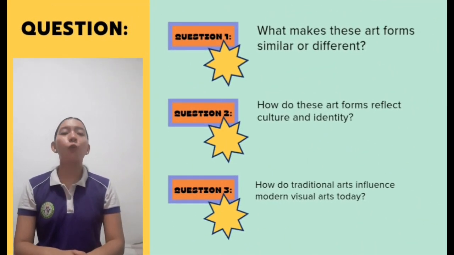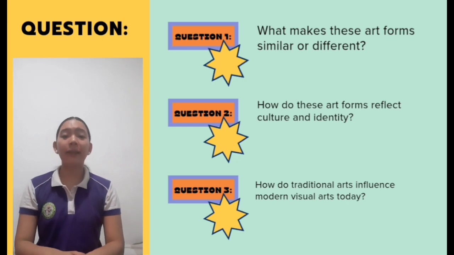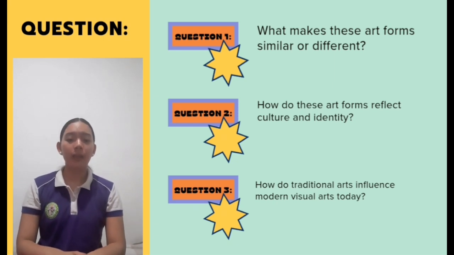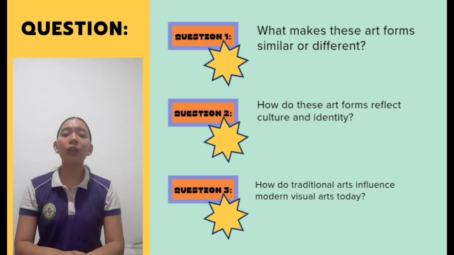Question: what makes these art forms similar or different? How do these art forms reflect culture and identity? How do traditional arts influence modern visual arts today?